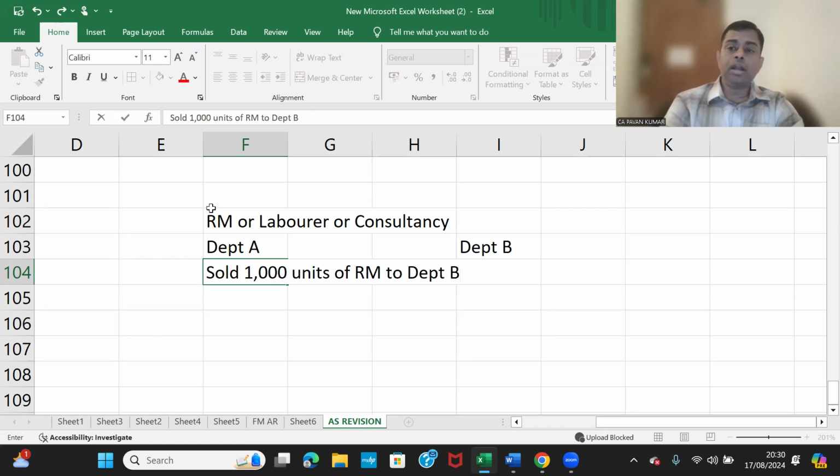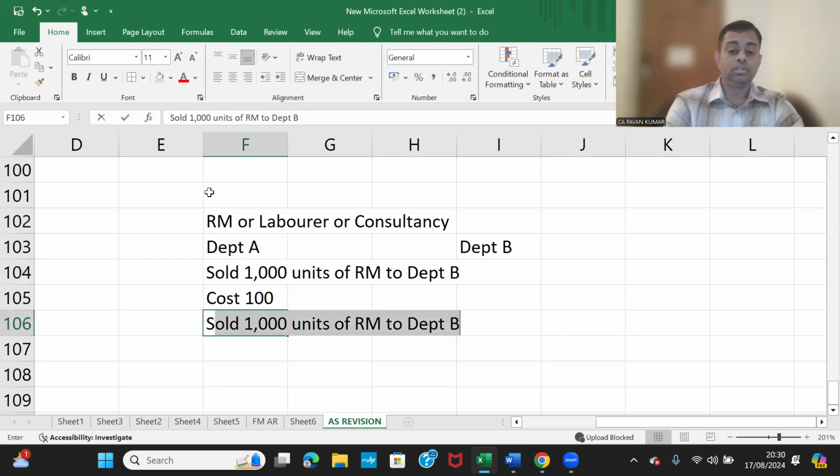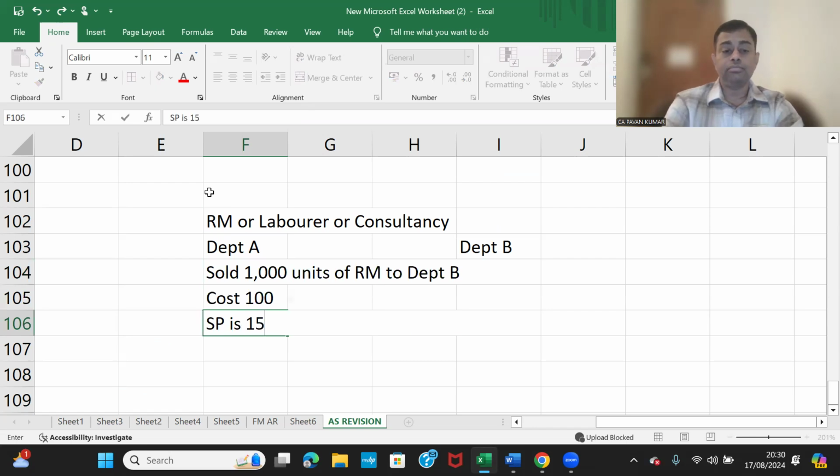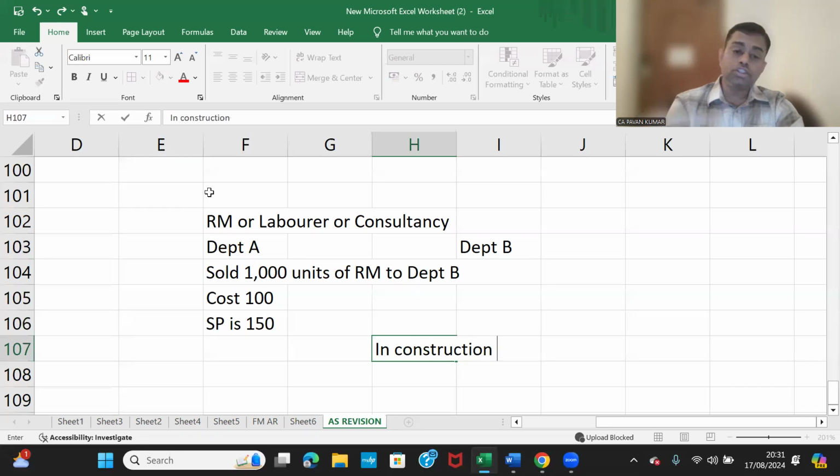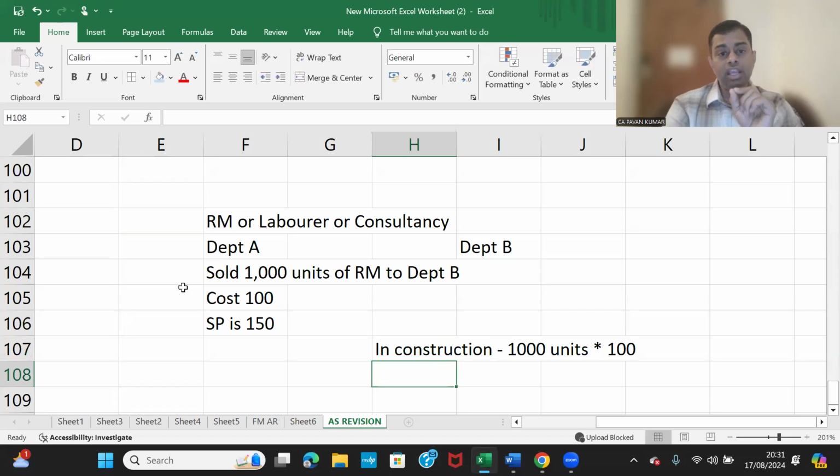So cost to Department A is 100. And they have sold it at 150 to Department B. Cost is 100. Selling price is 150. So in construction, you used all these raw materials. You can include 1,000 units into construction at 100 rupees only, not 150, because if you take 150, it amounts to internally generated profit.